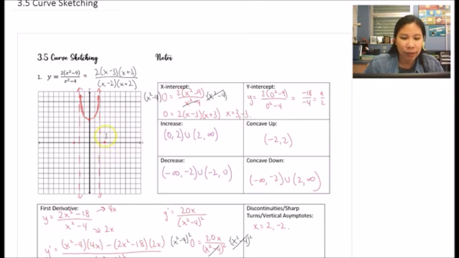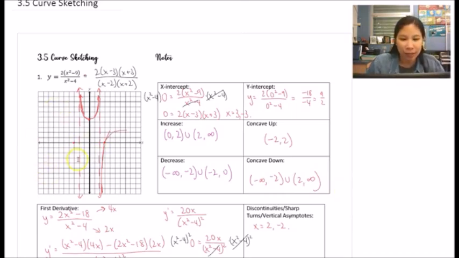Then for the section on the right, past x equals 2, we know it's going to be concave down. It's also going to be increasing from 2 to infinity. So increasing and concave down. Drawing that out, we know at the asymptote it's got to get close to the asymptote, and then we're increasing, and because we're concave down, it's got to curve that way a little bit.